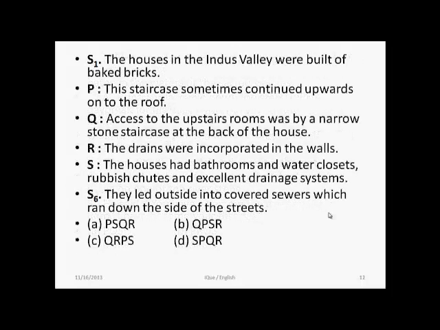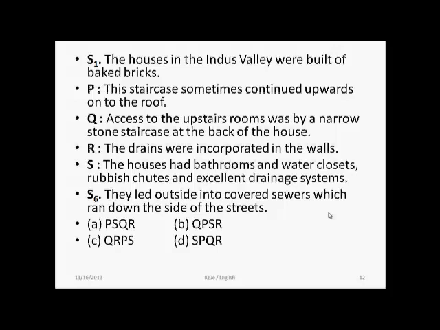Let's take a look at one final example. The opening statement given is, the houses in the Indus Valley were built of big bricks. P. This staircase sometimes continued upwards onto the roof. Q says access to the upstairs room was by a narrow stone staircase at the back of the house. R. The drains were incorporated in the walls. S. The houses had bathrooms and water closets, rubbish chutes and excellent drainage systems. S6, they led outside into covered sewers which ran down the sides of the streets.